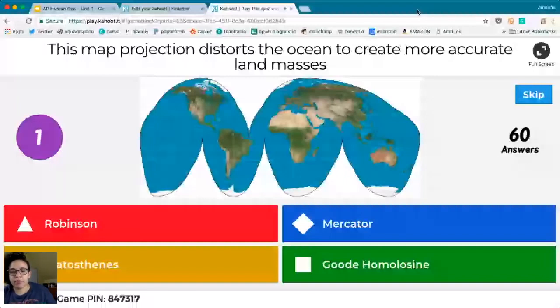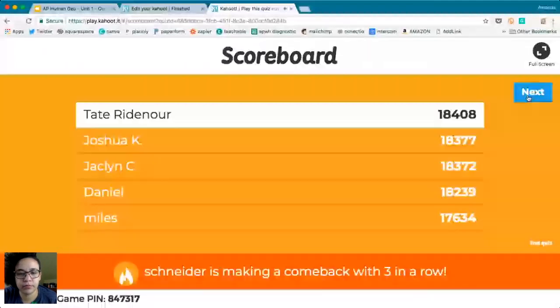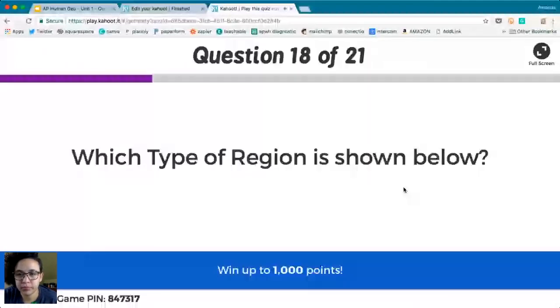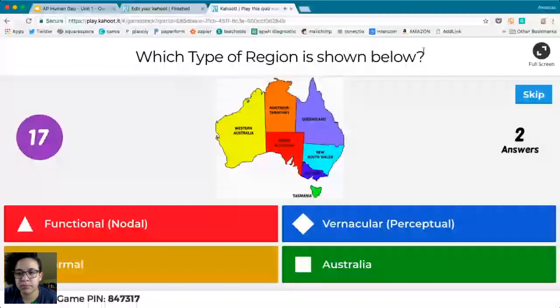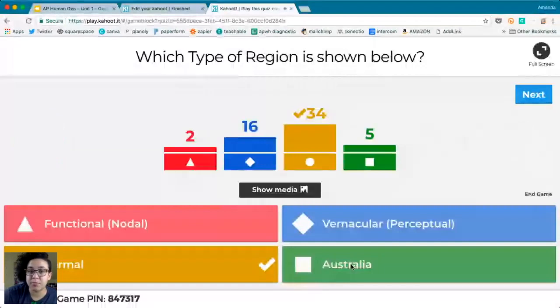Killed it, y'all. All right, what type of region is this? Nice. So yes, this is Australia, but which type of region is this? This is a formal region, right? So it's showing you the specific provinces of Australia, the states.